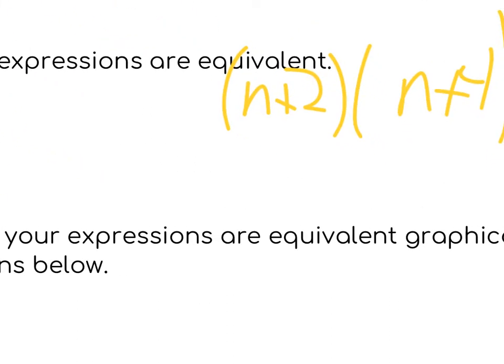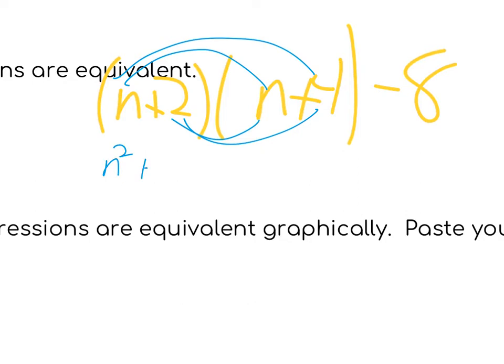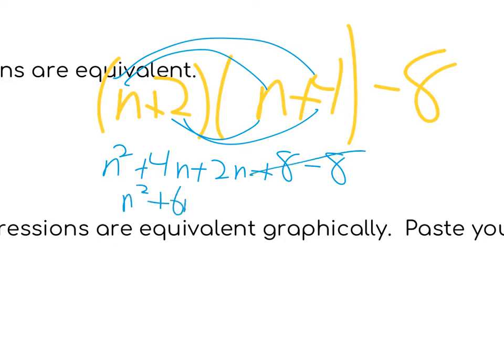Alrighty, and then over here, hoping for n squared plus 6n. Got to double distribute, so multiply those and multiply those. That'll be n squared plus 4n plus 2n plus 8 minus 8. So I got n squared plus 6n. Oh, they're the same. Look at that. Beautiful.